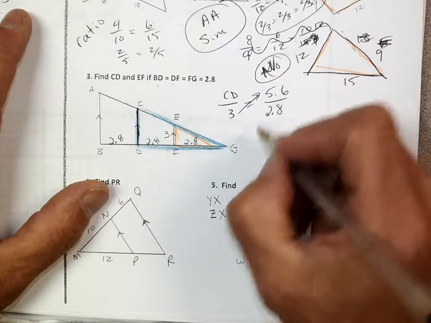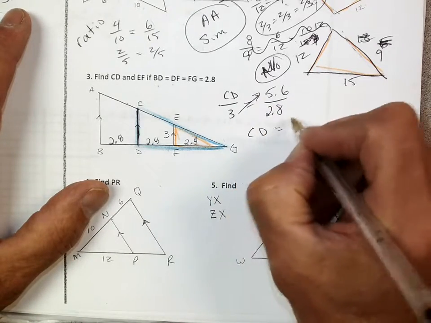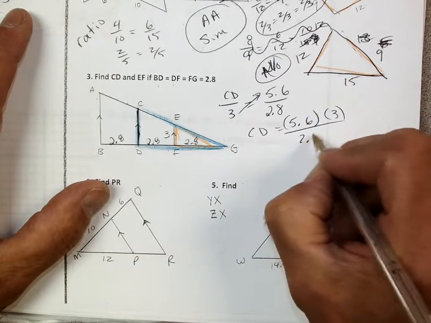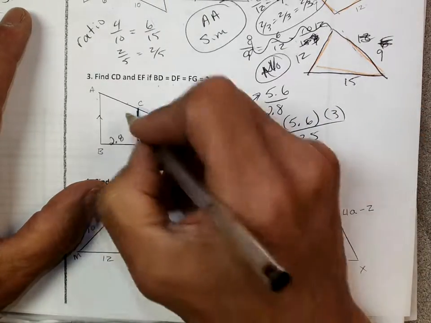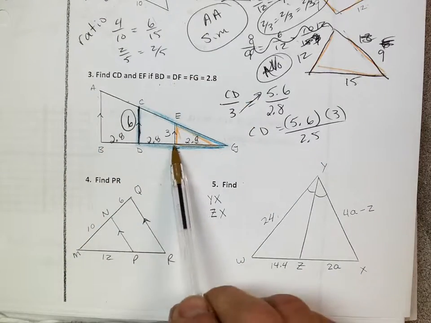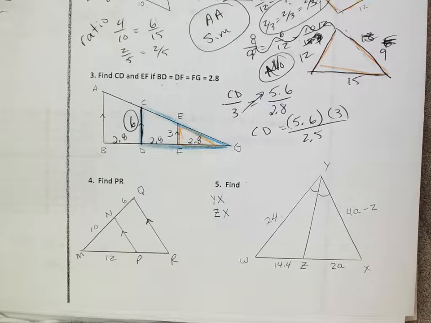Let's multiply by 3, and CD would equal 5.6 times 3 divided by 2.8. Use your calculator, and I think you're going to get that to be 6, okay? But it had to be twice as big because I knew I had this and this, right? How am I doing, okay? Hopefully this is going to be an easy quiz for you, right?